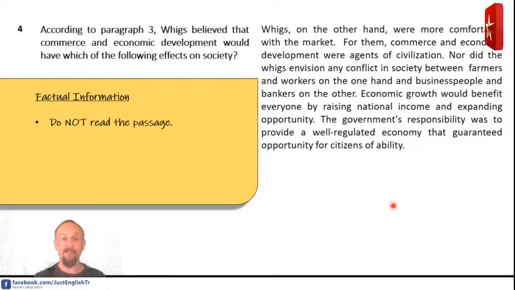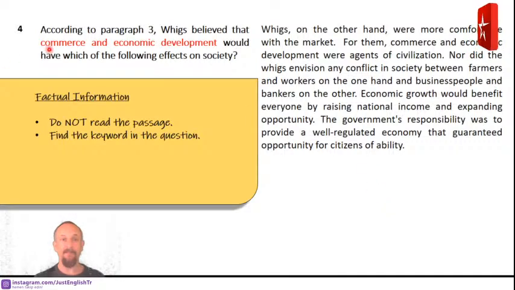So factual information, we know not to read the reading pattern. We need to make sure that I'm not going over time. Five, six, seven, seven minutes. Okay. So we're not going to read the passage as we know. We're going to find that key word. And this time the key word is commerce and economic development.